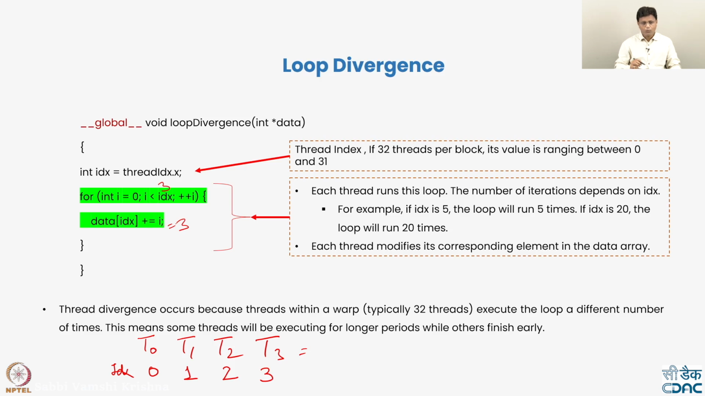So, the point is that when thread ID is 0, it does not execute this statement at all, but when thread ID is 1, it executes this statement one time. Thread 2 is going to execute this statement 2 times and thread 3 is going to execute this statement 3 times. So, thread number 31 is going to execute this statement almost 31 times, meaning 32 times.